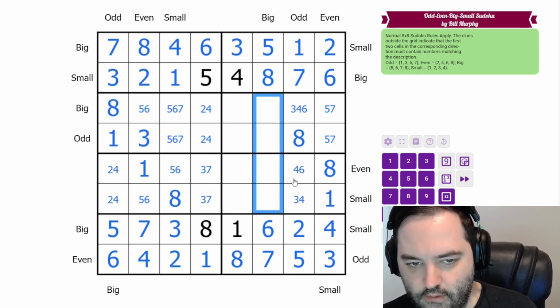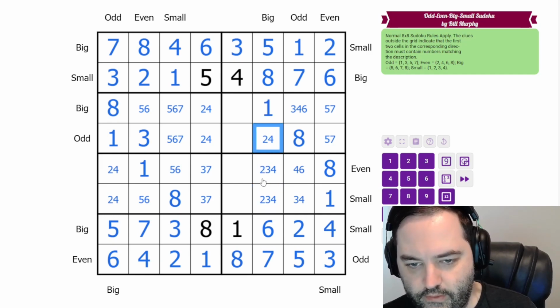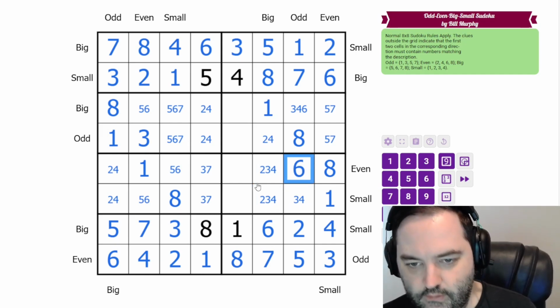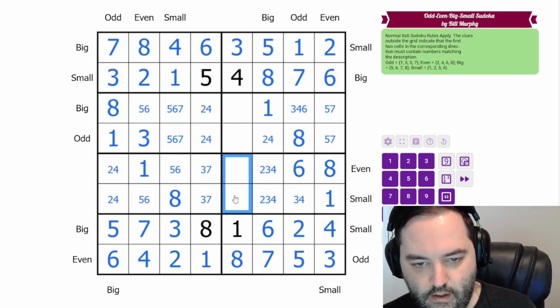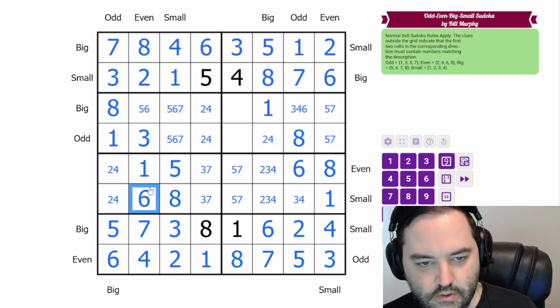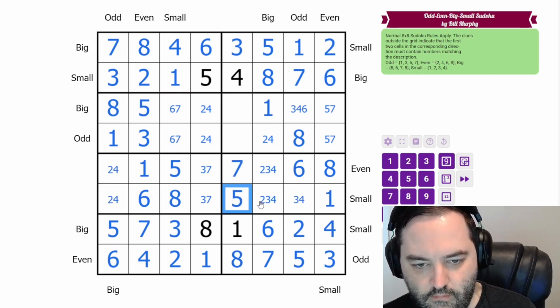Alright, let's look at this column. We have our big digits already, so these are 1, 2, 3, 4. None of these are 1. This is not 3. And now we have all of our small digits in this box. So this is 6. These are going to be 5 and 7. And that 6 is going to resolve a bunch of big digits. This is 7, 5, 7, and 3.